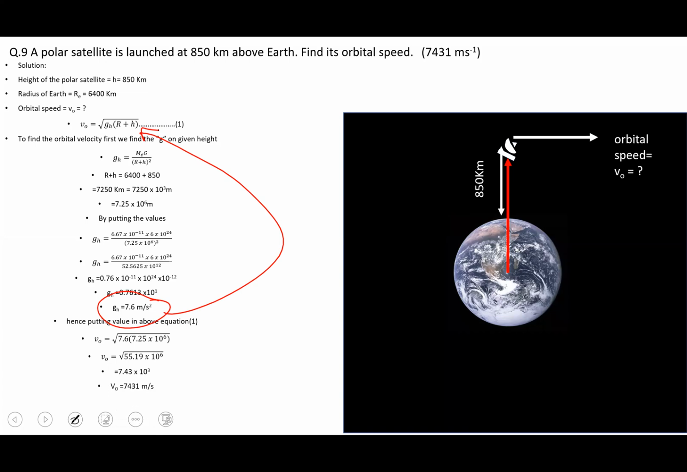Or we can say orbital speed is equal to 7,431 meter per second, and that is our required answer as well. So that is the required answer for this numerical. Moving on towards the last numerical of this chapter, and that is our orbital speed.